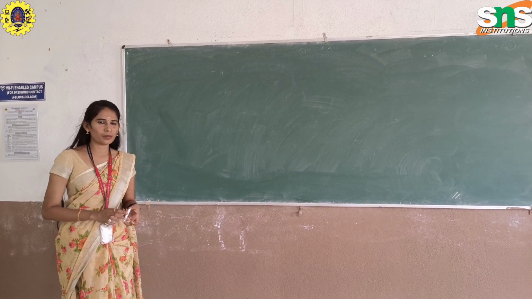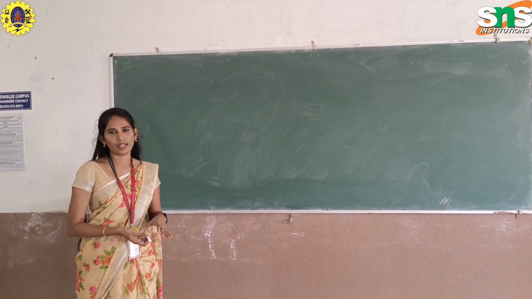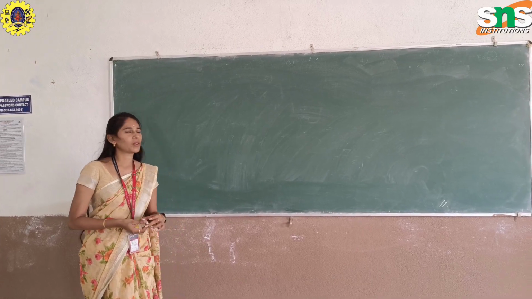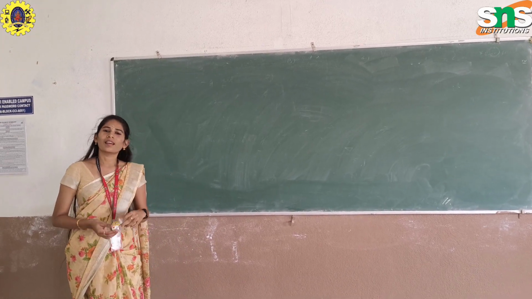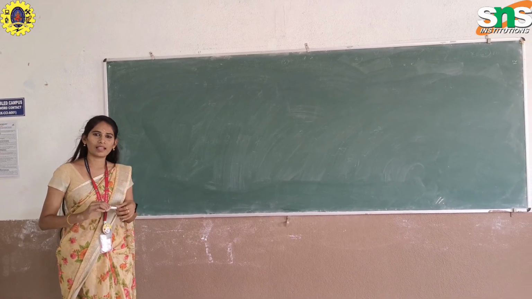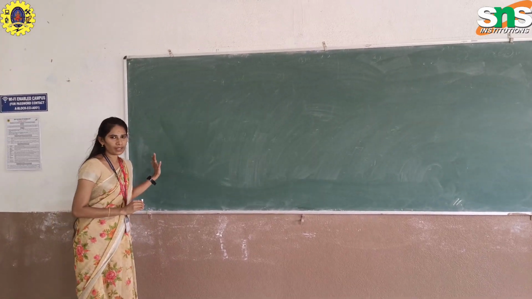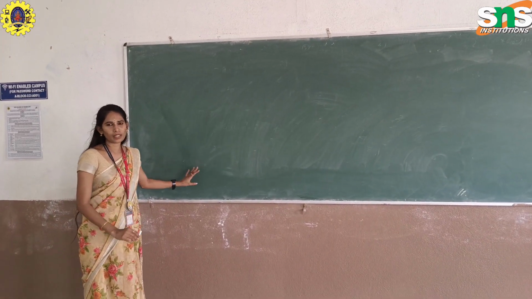Last class we discussed the basic introduction of semiconductors: what is a conductor, semiconductor and insulator, and also what is an intrinsic semiconductor. We calculated the density of electrons in the conduction band and the density of holes in the valence band, and derived the values for both.